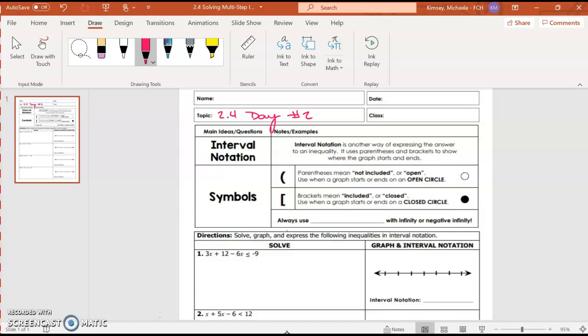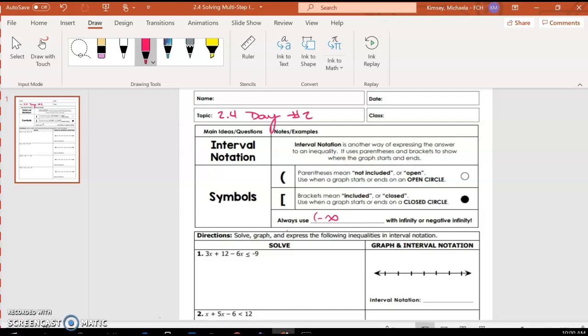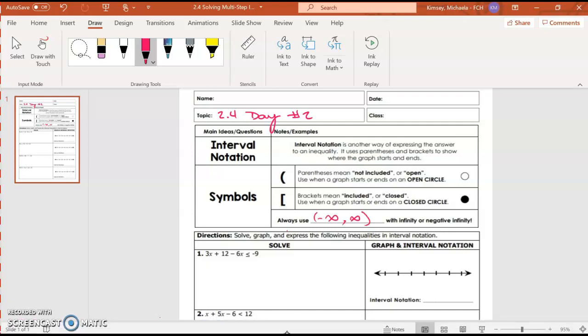When it comes to infinity, we don't want to use brackets because we can't actually reach infinity, so we can't really include that point. So we always want to write infinity with parentheses instead of brackets, because we're not including infinity, because technically we can't.